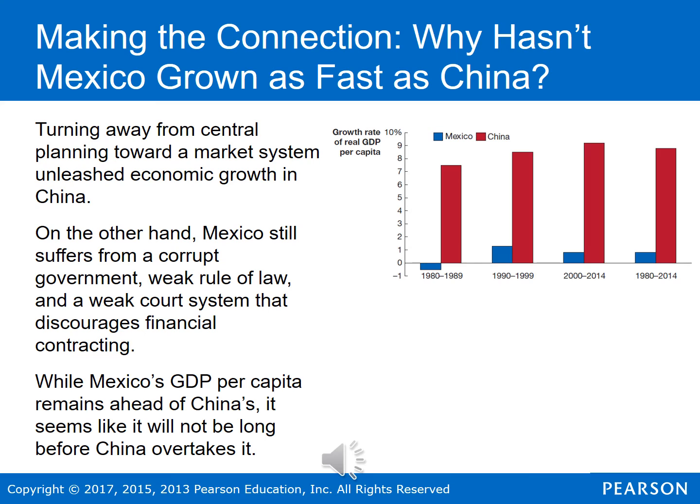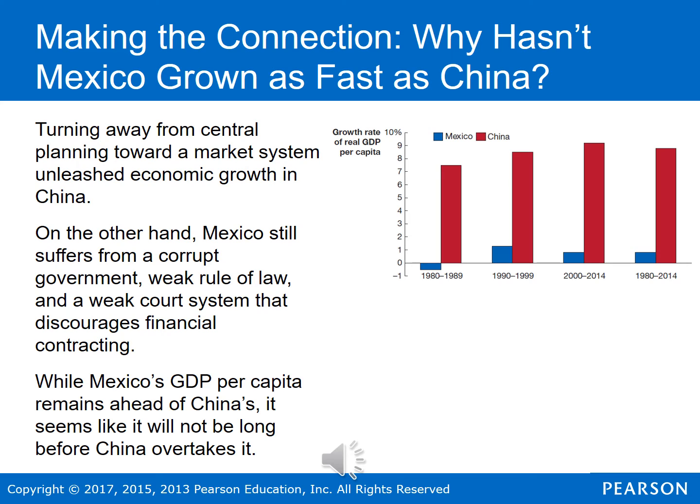Now, Mexico's GDP per capita remains ahead of China. It's been ahead of China the entire time. It seems like it will not be long until China ends up with a higher per capita GDP than Mexico does. Remember, China has the second largest economy in the world currently. They're on pace to become the largest economy in the world fairly soon.